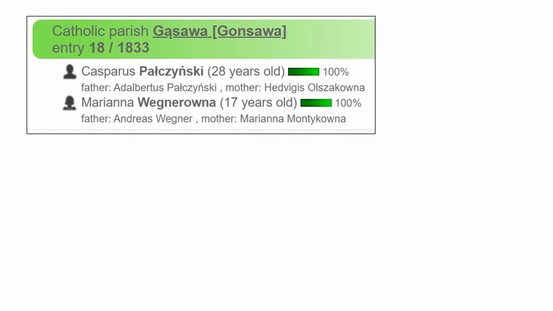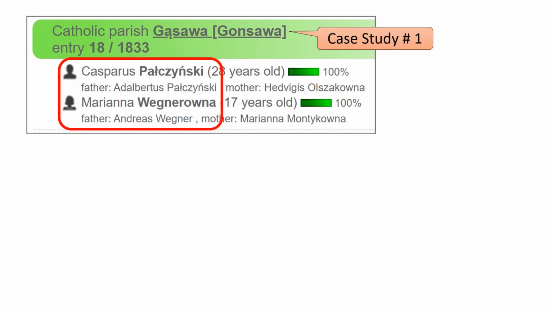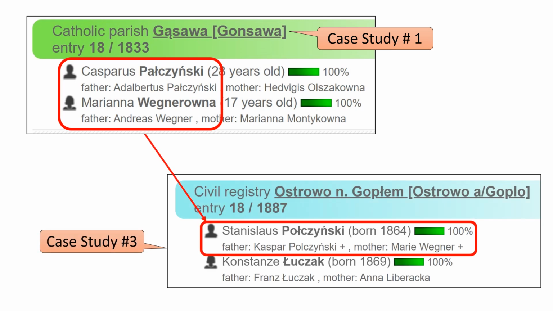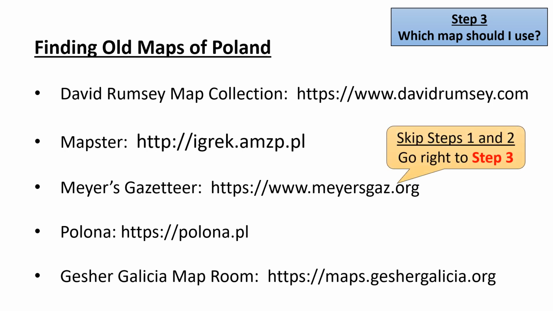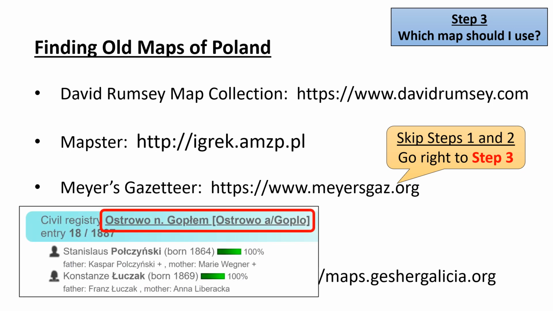Now let's move on to our next case study. In case study 1, we found the church where Kasparas and Mariana were married. Now we will track down where their son Stanislaus married Konstanza Buciak, which happens to be Ostrovo na Gopłem. For this example, we will skip right to step 3 in our process, where we will use Meyer's Gazetteer to find Ostrovo na Gopłem.